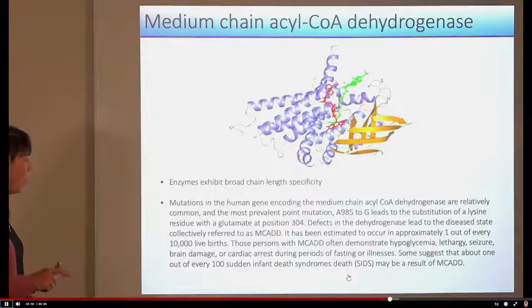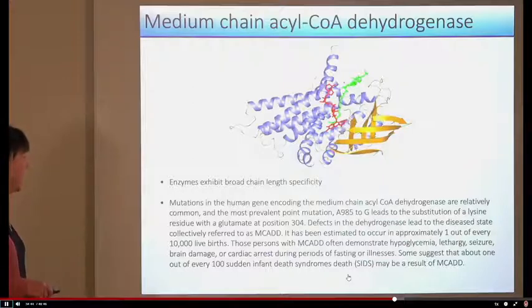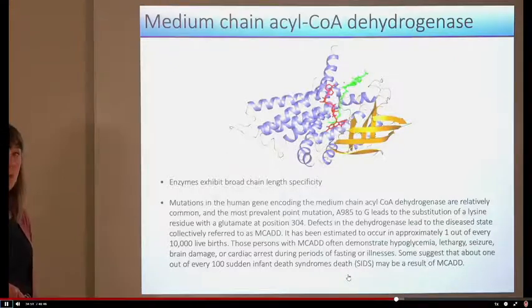But there's one point mutation where A985 goes to a G, leads to a substitution of a lysine residue with a glutamate at position 304. So you end up having a change in charge of that position. Now this isn't in the active site. It just makes the protein unstable, so you don't have a functional protein. And the defects in this dehydrogenase lead to the disease state, which is referred to as medium chain acyl coenzyme A dehydrogenase deficiency. It approximately occurs in 1 out of 10,000 live births, which is pretty amazing.